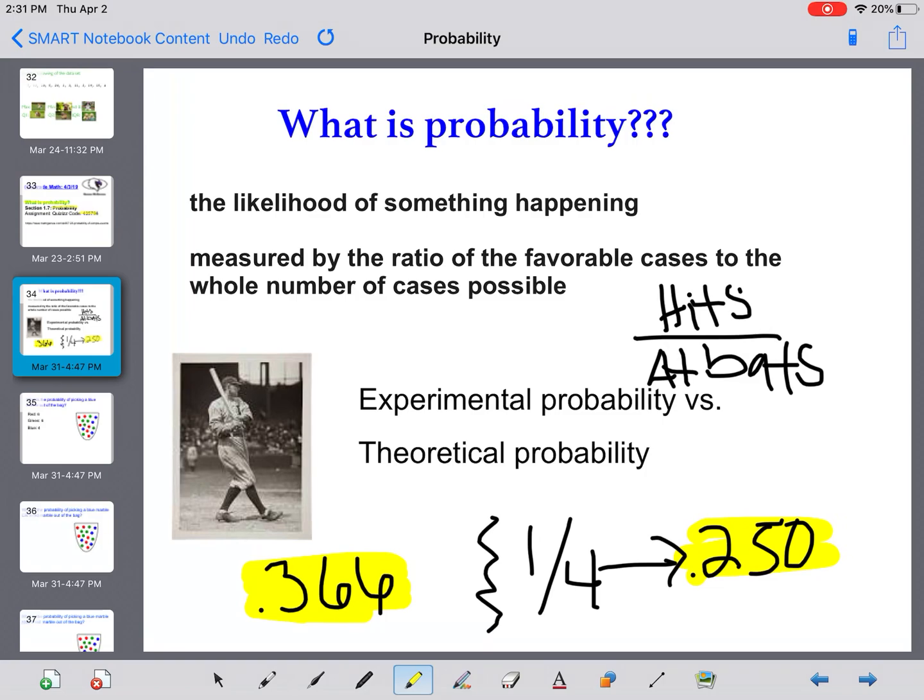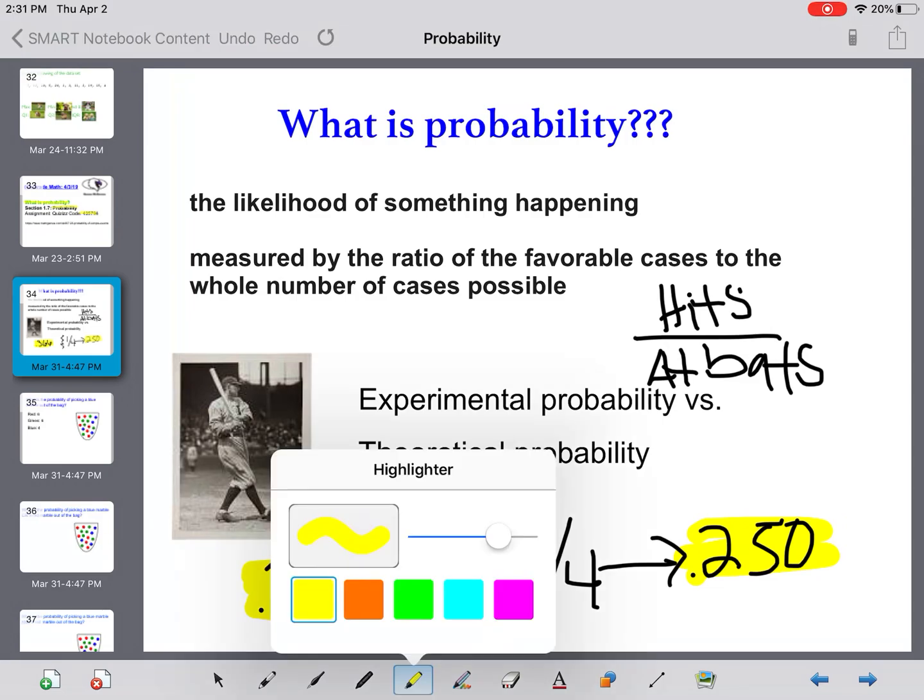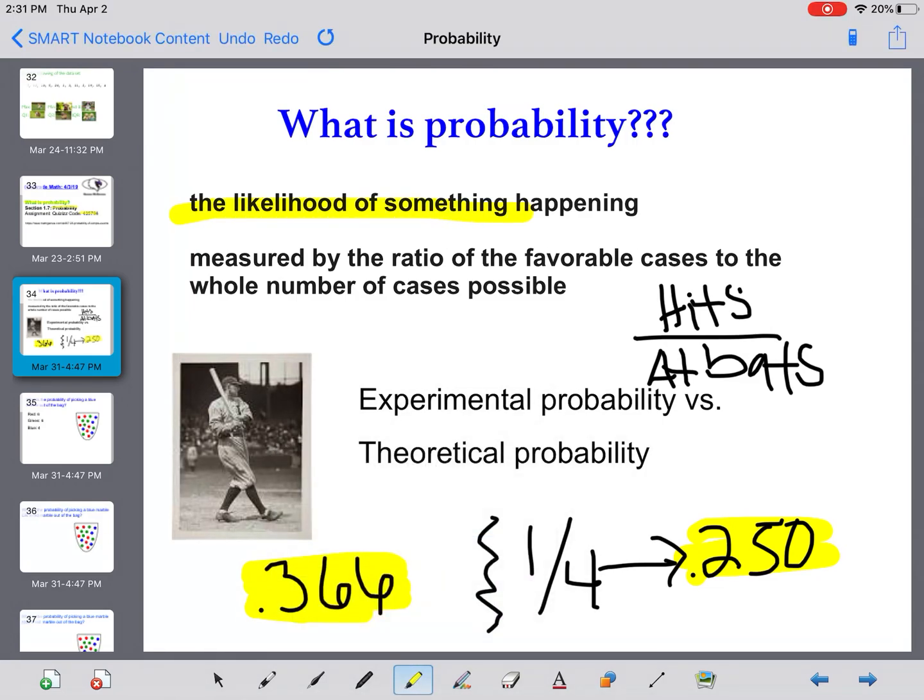So, what is probability? Really, probability is the likelihood of something happening. That's written as a ratio between favorable cases, what we're trying to find, and the whole number of cases possible. A good example of this is your batting average in baseball: the number of hits you've gotten to the total number of at-bats. Hits are part of at-bats, so we're trying to see the likelihood of you getting a hit out of a single at-bat.